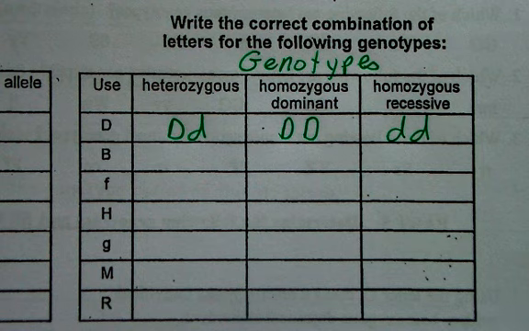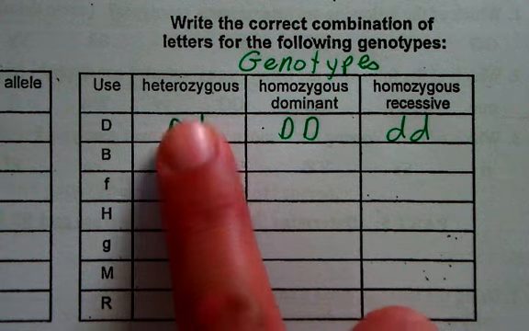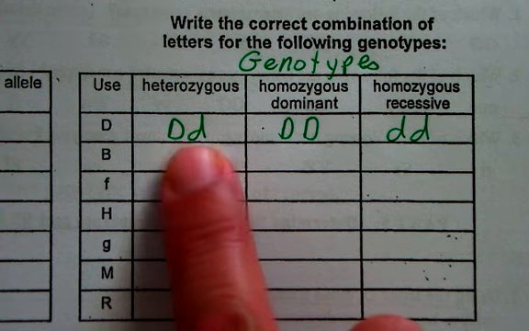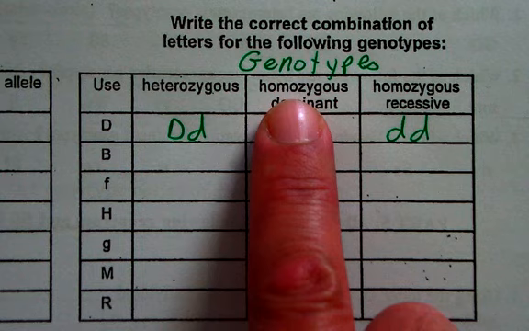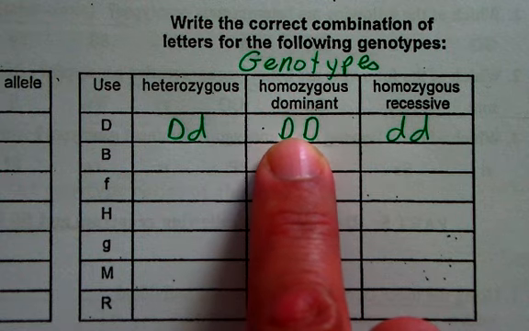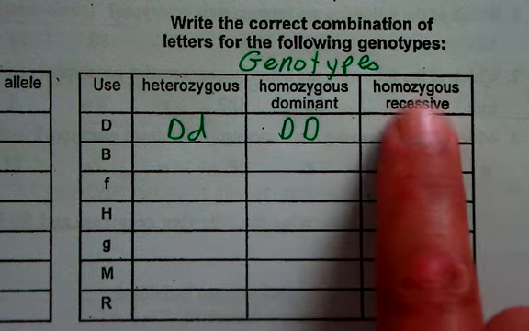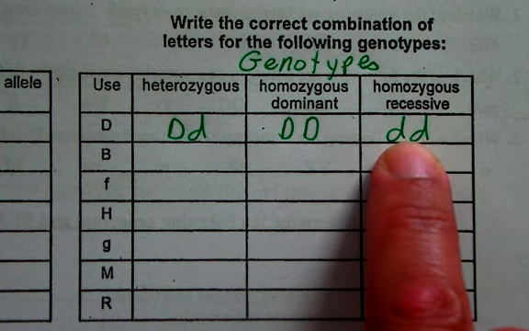So take a minute to look at those. Heterozygous, they're both different, because hetero means different, one big, one small. Homozygous dominant, the word homo means the same. Dominant means they're capital letters. Over here, homozygous recessive, the word homo means the same. Recessive means lowercase. So we look like that.